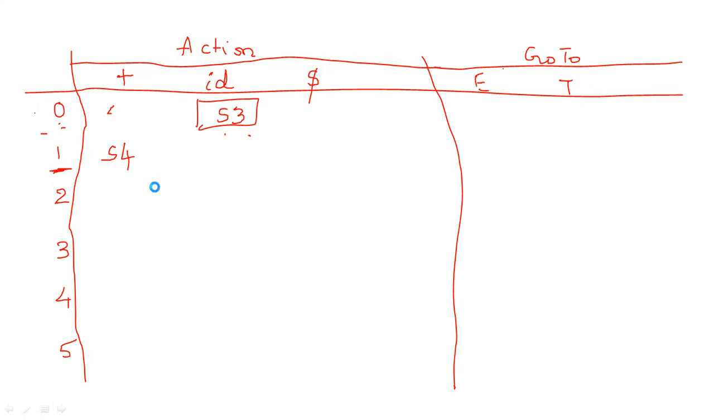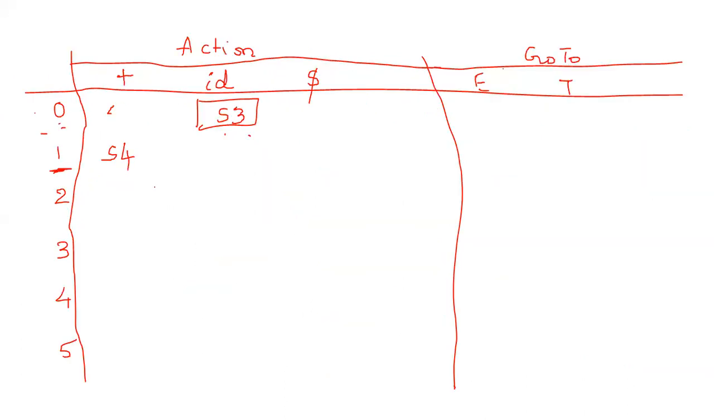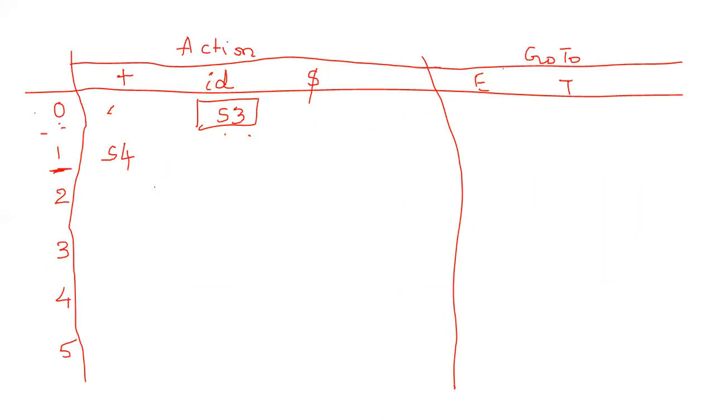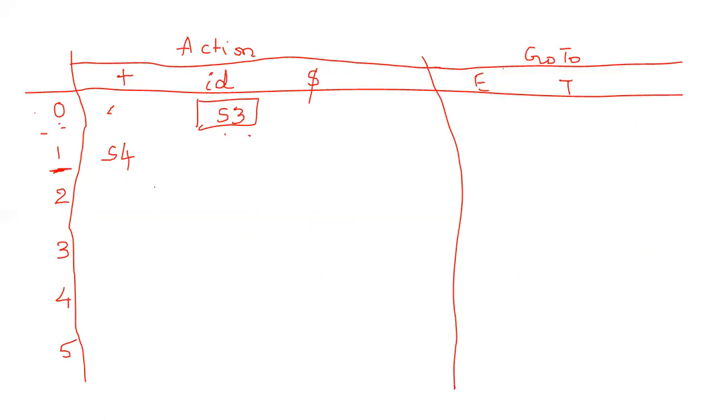Next. So for state I1, will I give any input, ID or dollar? No, I won't give ID or dollar any input. So leave it as it is. Don't fill it in. And for state 2, see the state 2, I2. For I2, I won't give any inputs, right? I2 consists of only one production. It has already been read, right? Completed, reduced form. So there are no more inputs for I2. So leave the I2 entries, that is the entry 2, as blank.